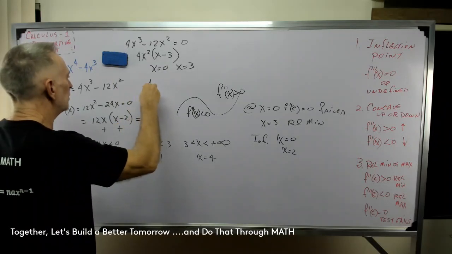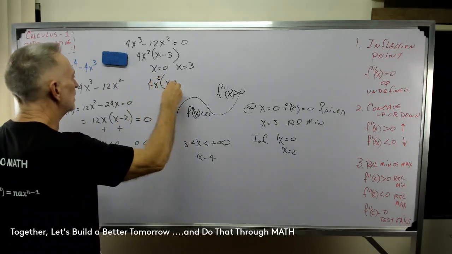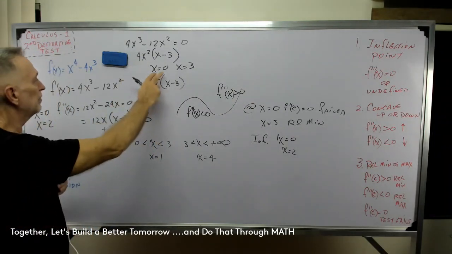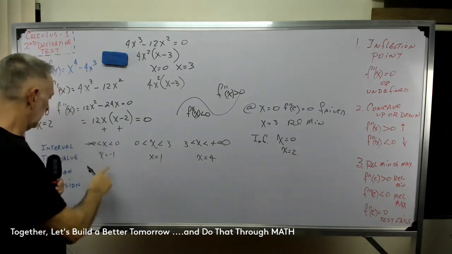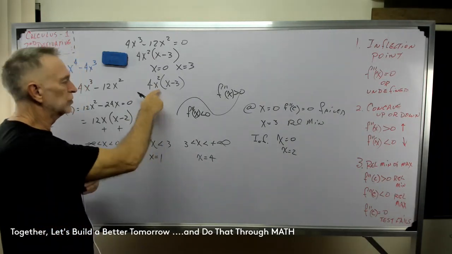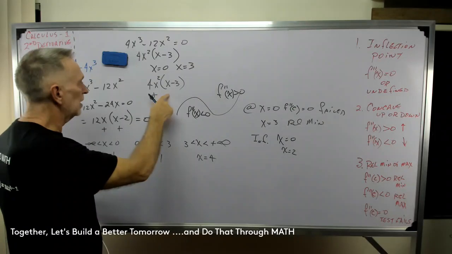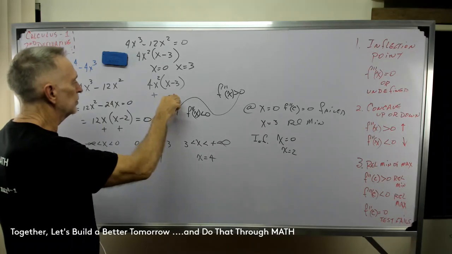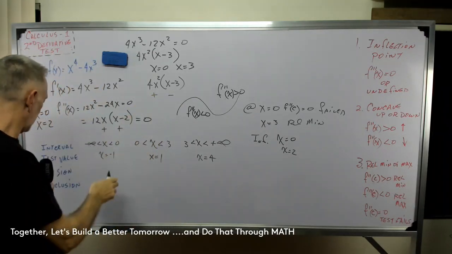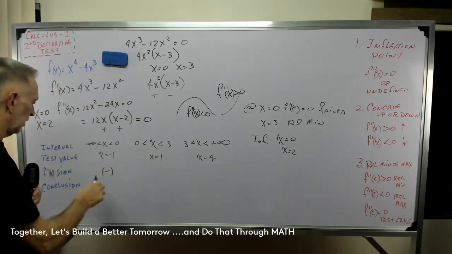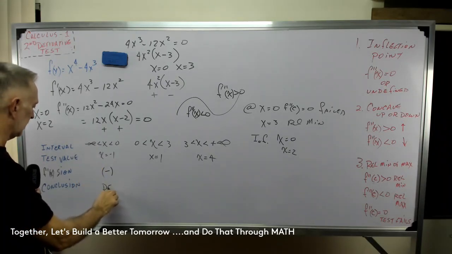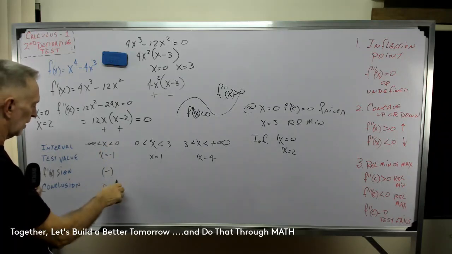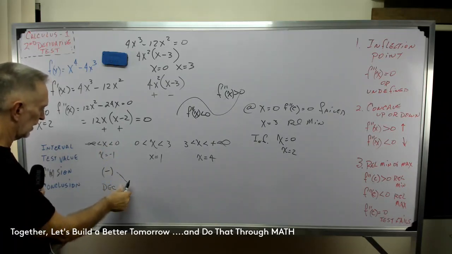I'll get it down a little bit. 4x squared times x minus 3. And we just want to know the sign. That's f prime of x here. All right, x equals -1. -1 squared is a +1, so this is positive. -1 minus 3 gives me a bigger negative number, so that's negative. Positive times negative is negative. So I know that the function is decreasing as I'm running, it's decreasing.